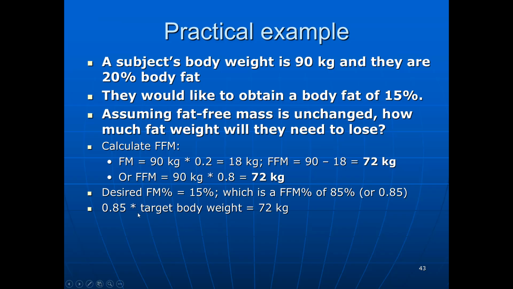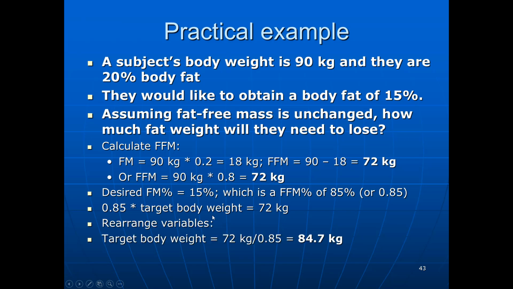So if we just rearrange the variables and do some algebra, target body weight equals 72 divided by 0.85. We divide 72 by 0.85, I get 84.7. So that 84.7 represents what weight they need to get to have a 15% body fat. Again, that's assuming that fat-free mass doesn't change.